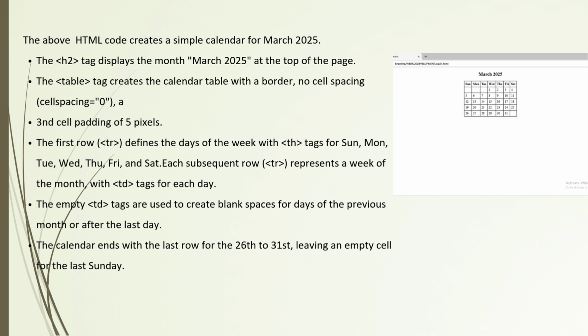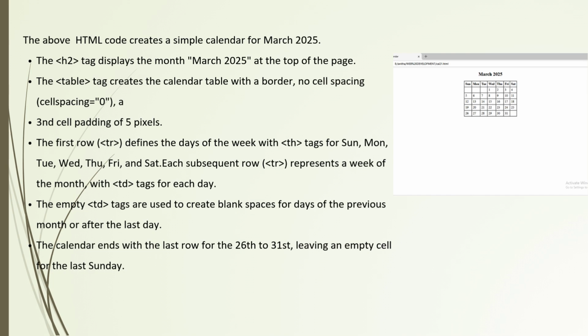The above HTML code creates a simple calendar for March 2025. The h2 tag displays the month, March 2025, at the top of the page. The table tag creates the calendar table with a border, no cell spacing, and cell padding of 5 pixels. The first row defines the days of the week with th tags for Sun, Mon, Tue, Wed, Thu, Fri, Sat.